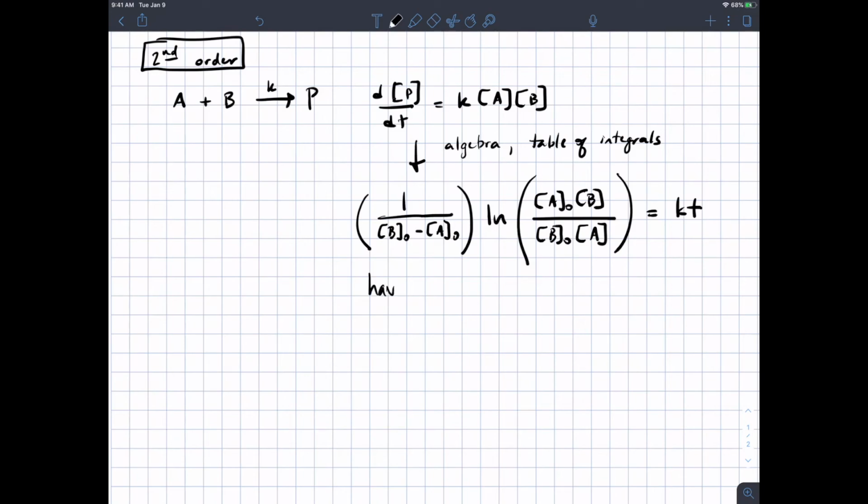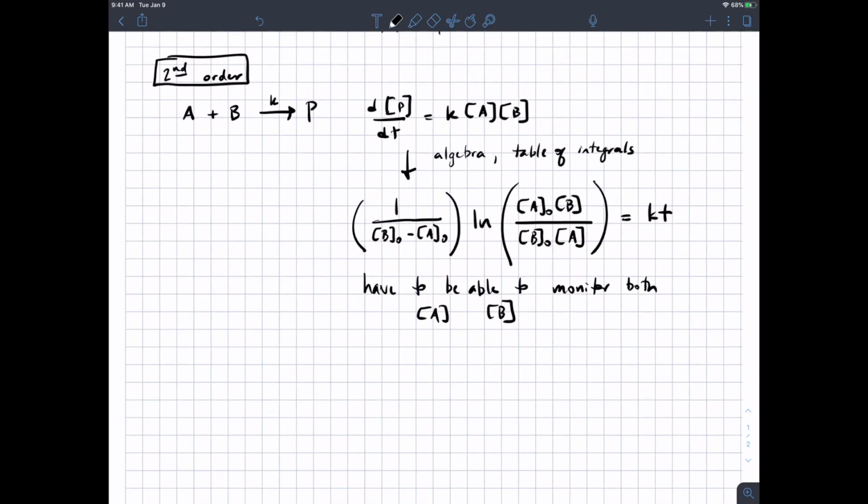Now, you have to be able to monitor both the disappearance of A and the disappearance of B as the reaction progresses. That can be a tall order, depending on what experimental technique you're going to use. And so what is often done in these cases is to cheat. And we cheat by doing something called pseudo first order kinetics.